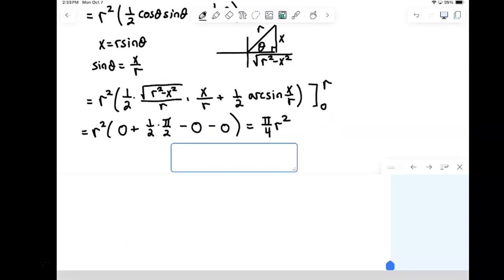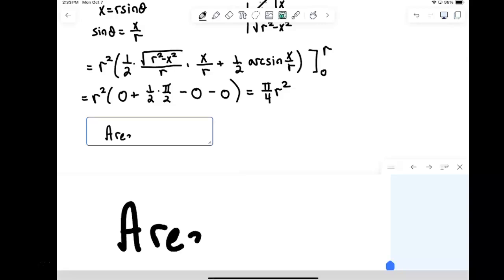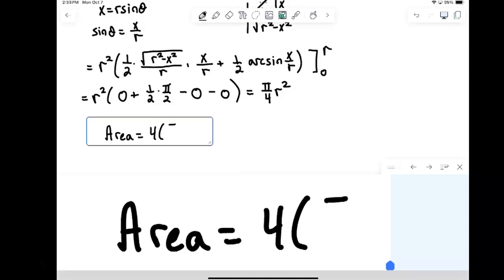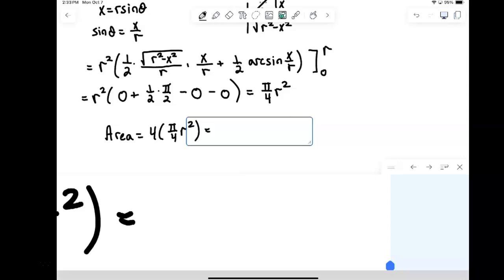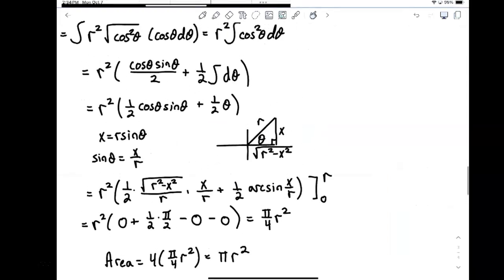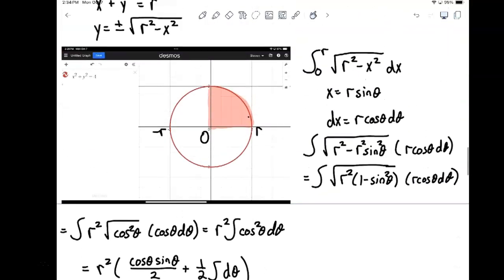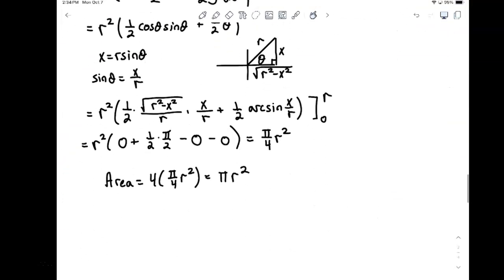r squared. And then finally, the area of the circle is 4 times that, because it was only a quarter of the circle. And so now we have proven, using calculus, that the area of a circle is pi r squared. Something you've been using for a long time, but probably never proved. Now with calculus, we can prove with certainty that the area of a circle is, in fact, pi r squared.